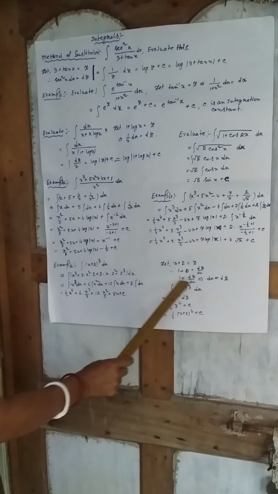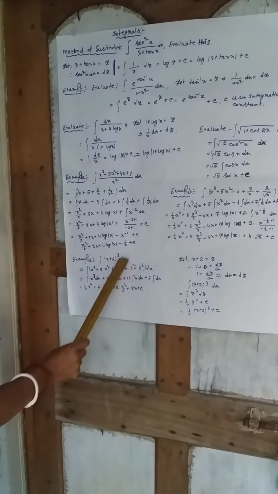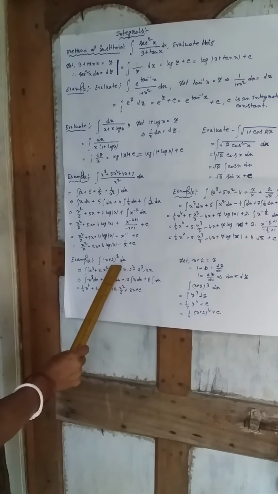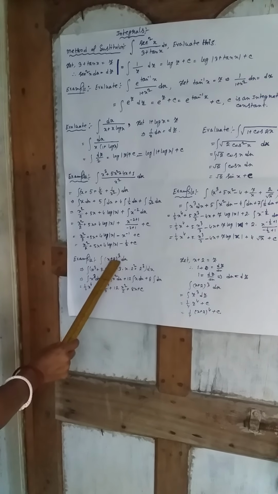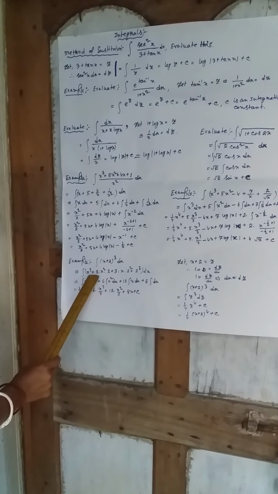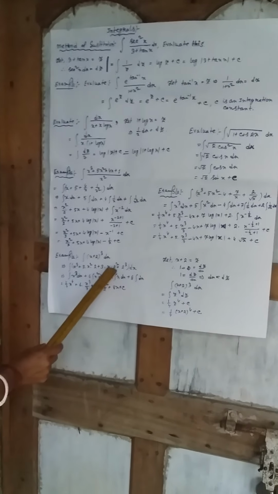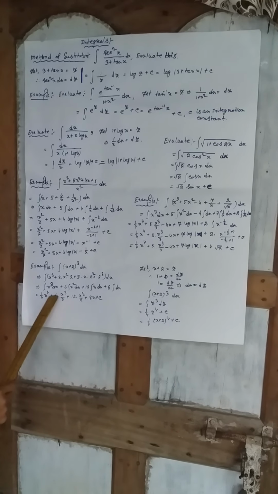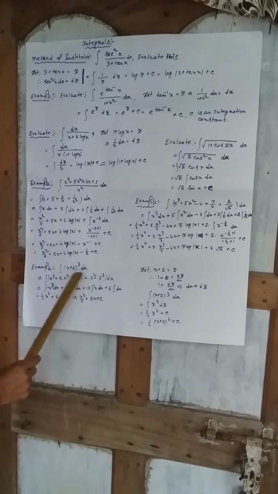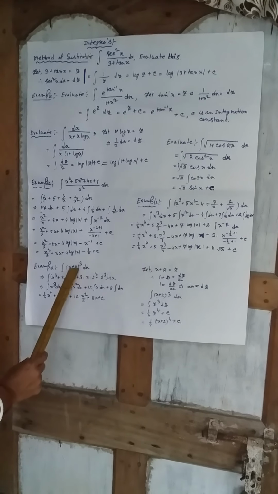Now this is one procedure, and another procedure is by cubing this. What is the formula? a plus b whole cube is a cube plus 3a square b plus 3ab square plus b cube, dx. And now separate the function and do the integration separately. There are two processes for doing this integration.